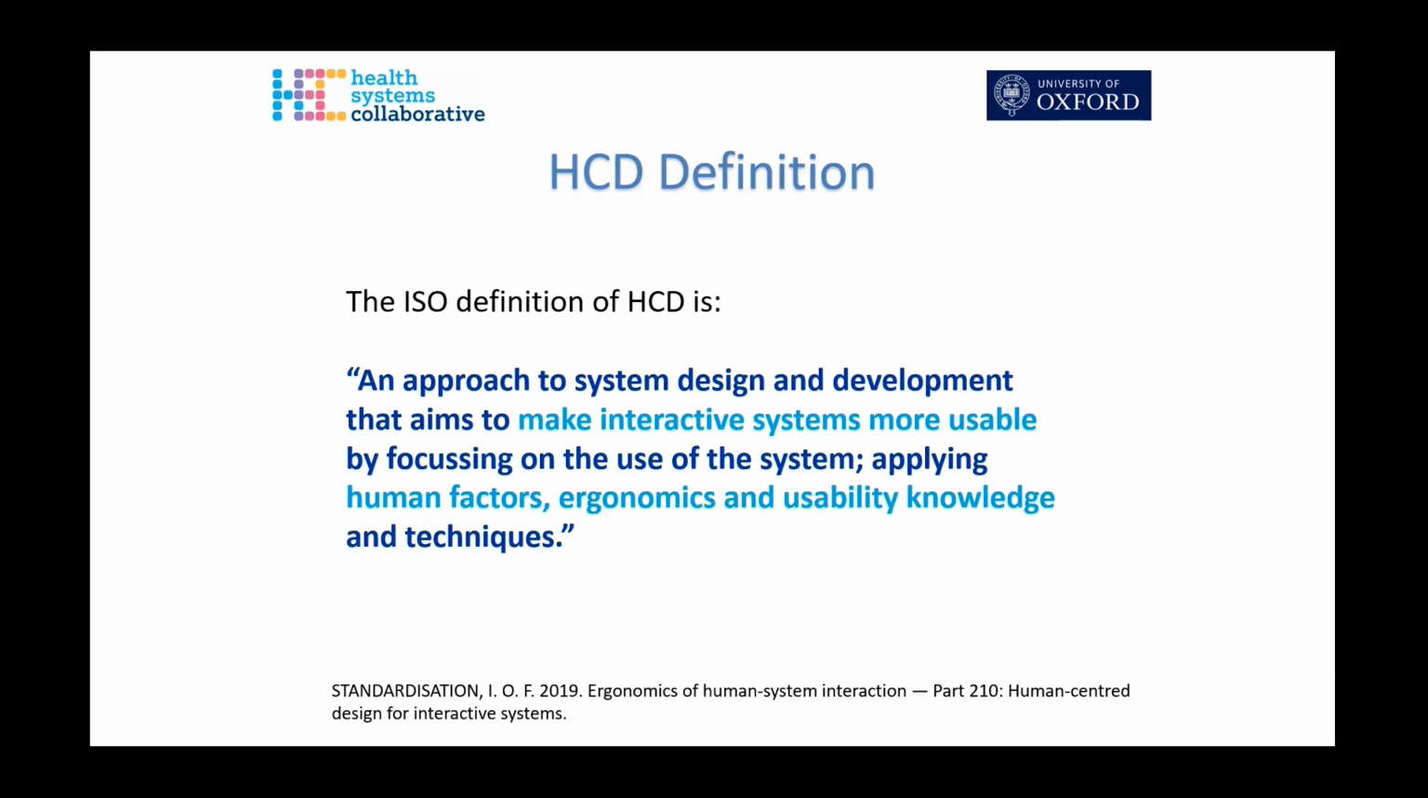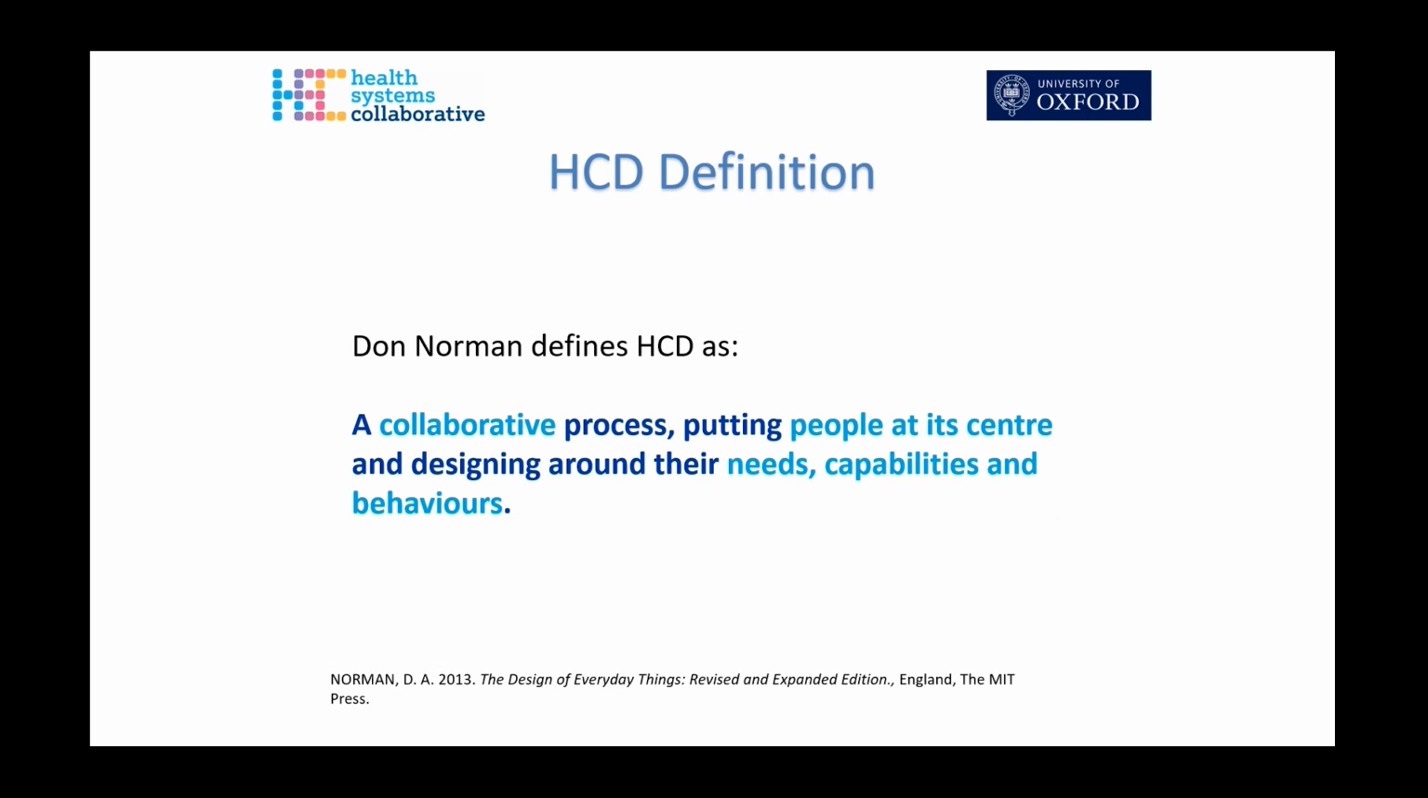Next slide, please. Human-centered design is defined as making systems interactive and more usable. So it focuses on the use of the system by people. It applies human factors, ergonomics, and usability knowledge and techniques. And Don Norman, who's popular in the HCD field, has defined HCD as a collaborative process where you put people at the center and you design around their needs, capabilities, and behaviors. So you focus on people as they are at the moment and design for them, rather than focusing on an ideal version of a human and designing for that idealized version of someone.